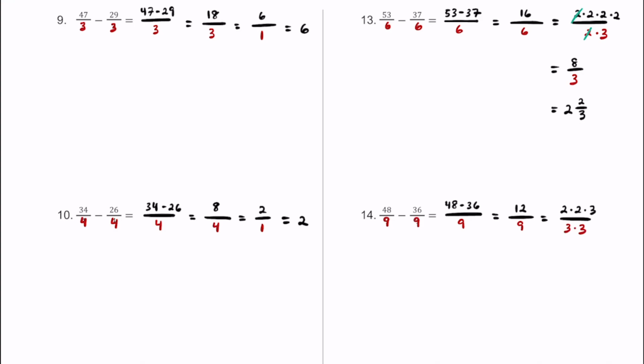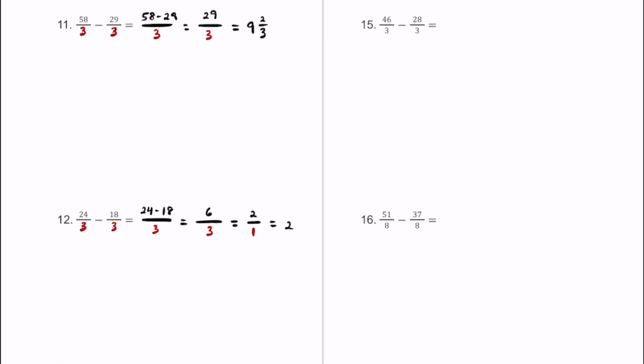So are there any common factors? Well, yeah, I think they both have a 3, so we can cross those out. Divide them both by 3. On top, 2 times 2 will be 4, and on bottom, we just have a 3. So our answer here is 4/3 as an improper, but as a mixed, we can say this is going to be 1 and 1/3. That would be our answer as a mixed number. Here are the last two.